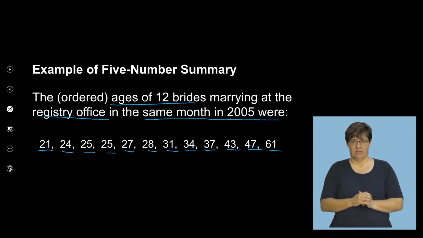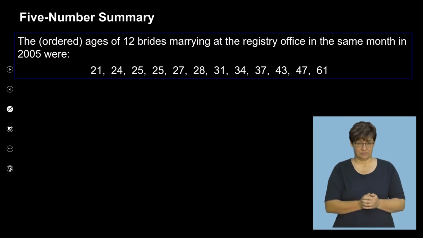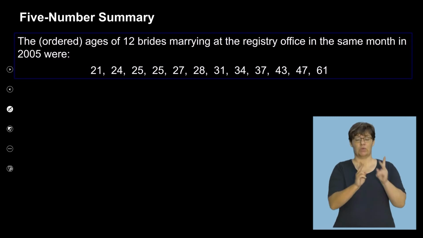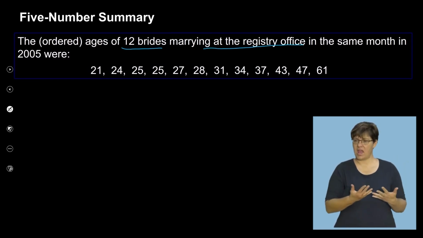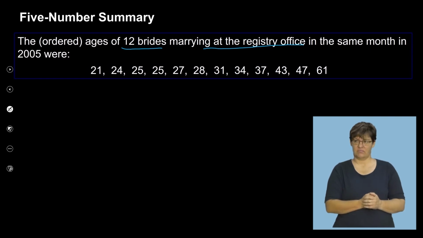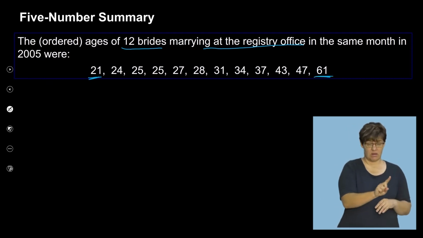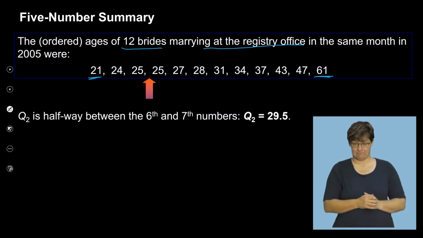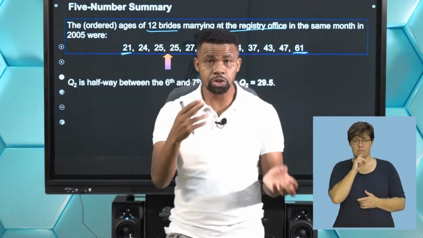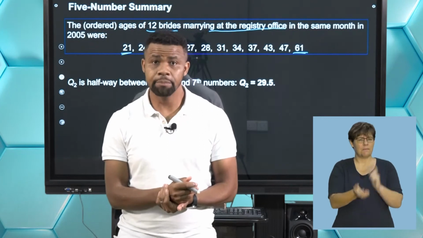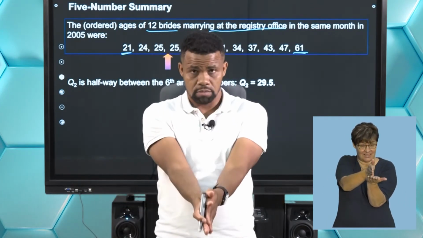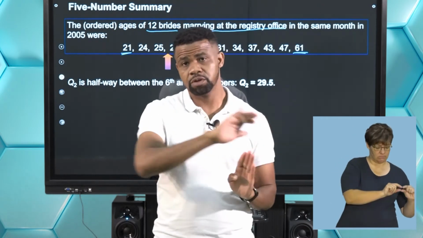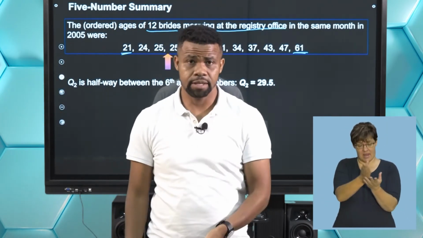Okay, so let's look at this. We have 12 brides marrying at the registry office, so this is the data. The minimum is 21. The maximum is 61. We have to find our 5-number summary. So what you're going to do is start with the median, which is Q2. And how do we find the median? The median is the middle one. So you can arrange your data from the smallest to the highest and find the middle number.